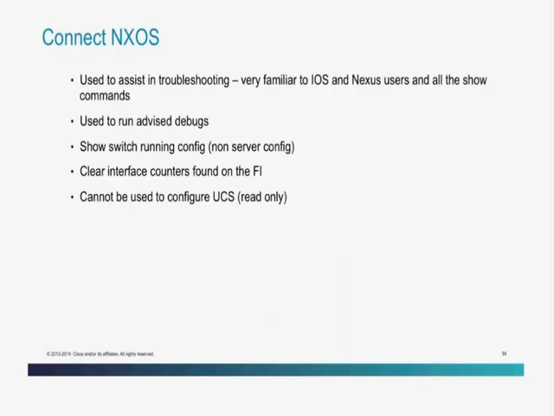This is what you do when you connect to NXOS. As I told you earlier, it's like the switch prompt of the FI. So you can check the running configs of the interface, you can clear the counters, you can check the QoS configuration. All show commands that work in the N5K would work in this prompt. The only exception being, you cannot configure anything from the NXOS prompt.